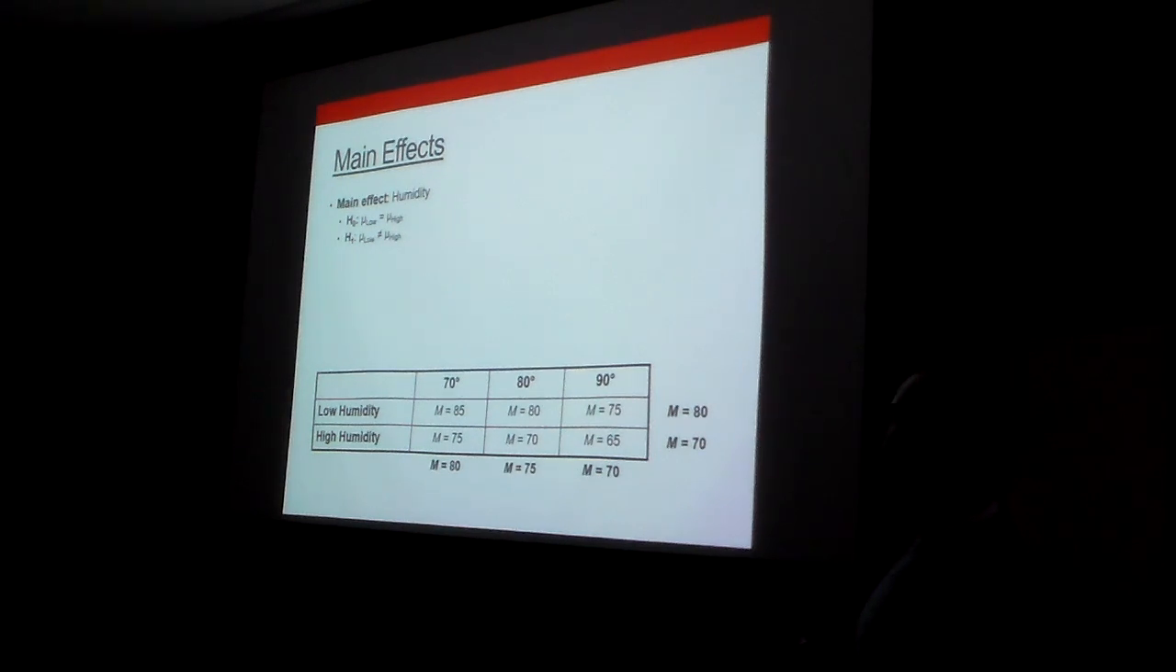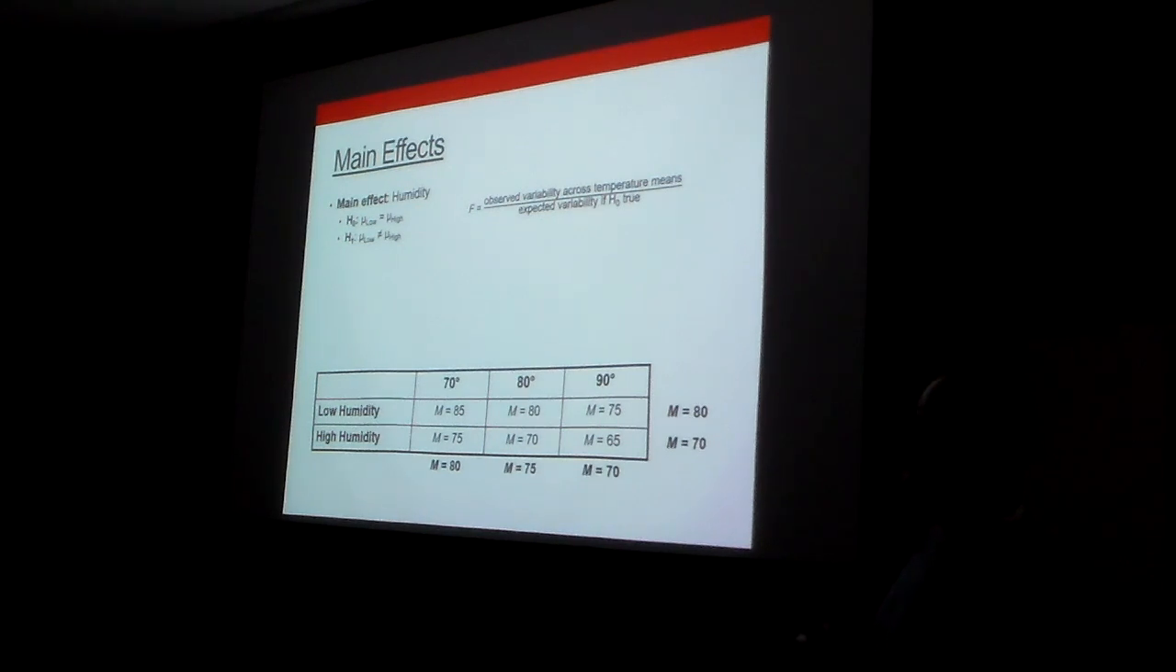John, where am I seeing the main effects of humidity? It would be the 80 and 70. Right here? Yeah, exactly. This is where we're seeing our main effect of humidity. So collapsing across temperature, average performance of people in low humidity is a score of 80. Collapsing across temperature, the mean of people in high humid conditions is 70. This is our main effect of humidity here.